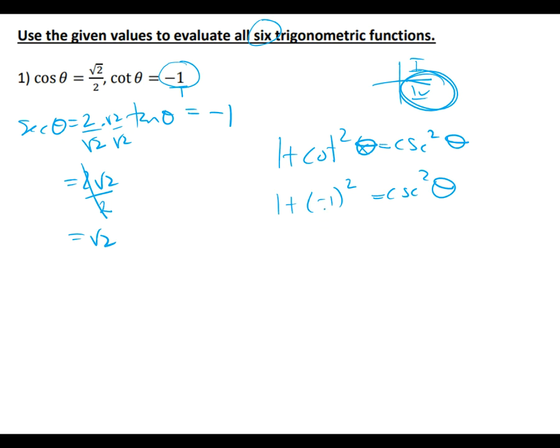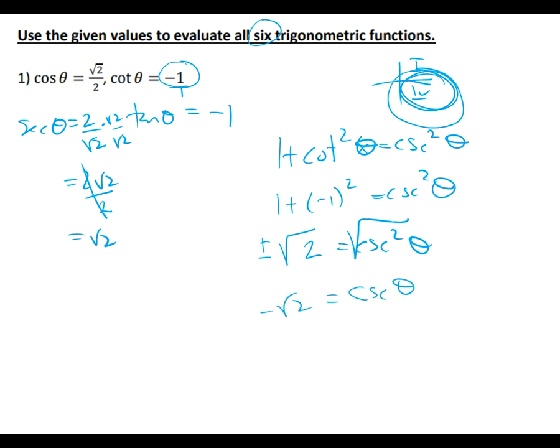1, right? 1 plus 1. 2. Alright, how do we undo the square? Square root. What are we supposed to write out front? That's the point. If we're in quadrant 4, should it be positive or negative for cosine? Negative. So I'm going to drop the plus and just go negative. So negative square root of 2 cosecant theta.